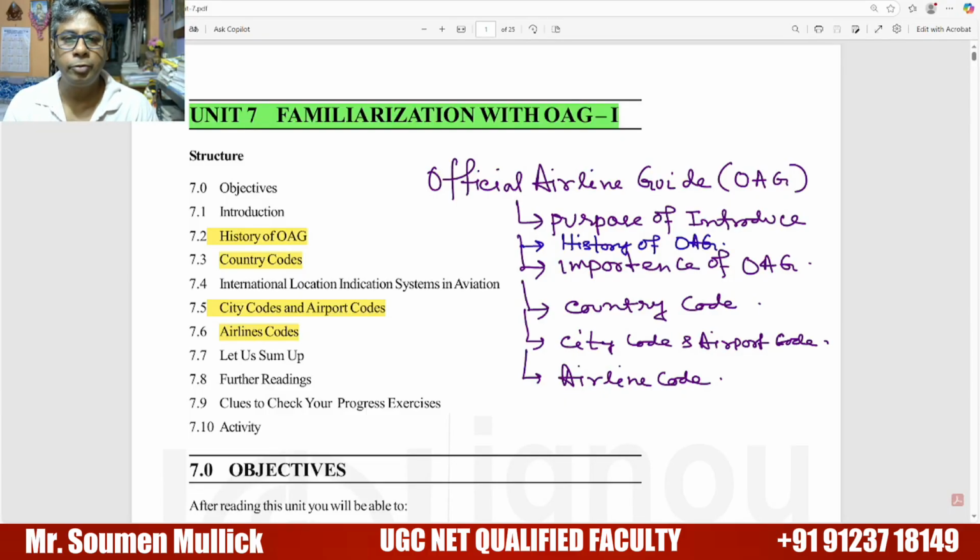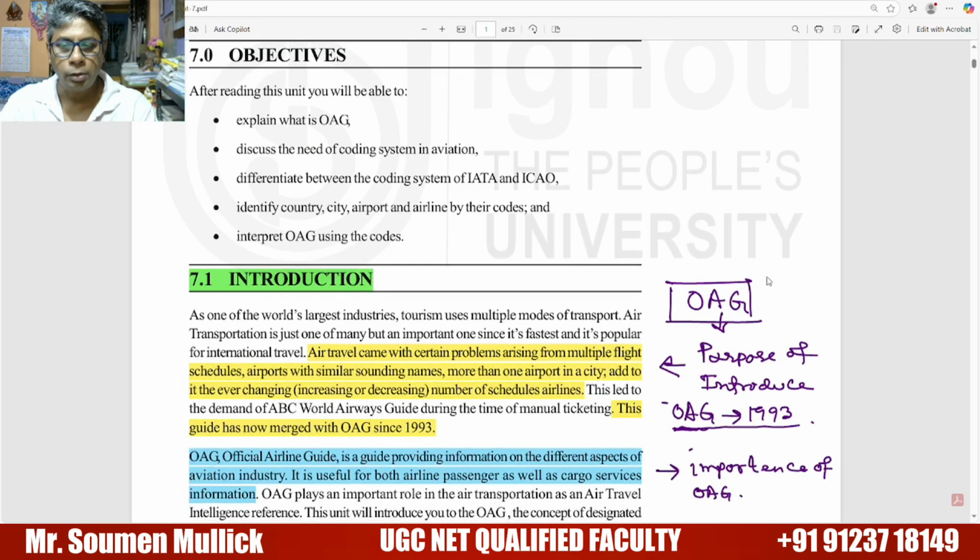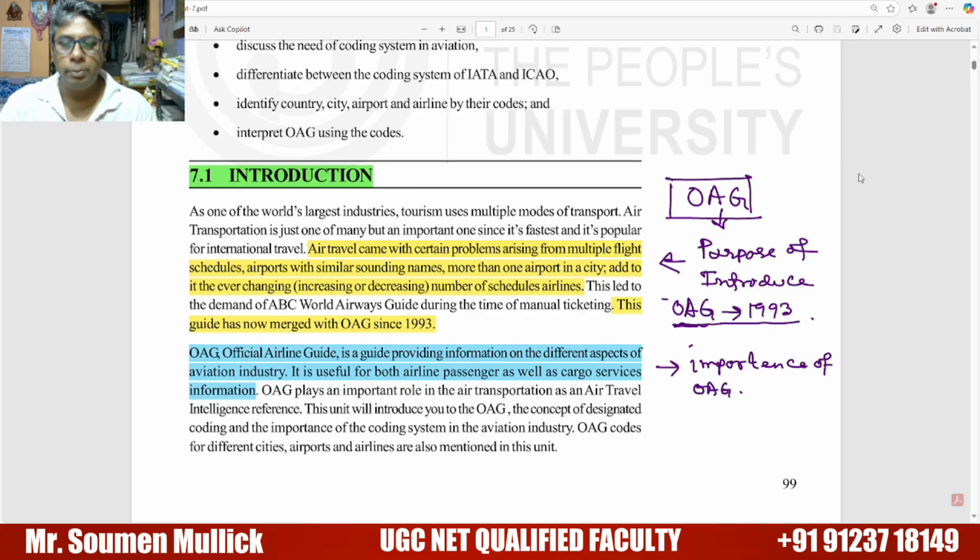Important aspects of the Official Airline Guide are: number one, purpose of introduction; number two, history of the OAG and its importance; country code, city code and airport code, and airline code. Parallelly, we also understand the international location indication system in aviation. So, OAG, what is the important purpose to introduce OAG? Why did OAG have to be introduced? What is the purpose behind that?